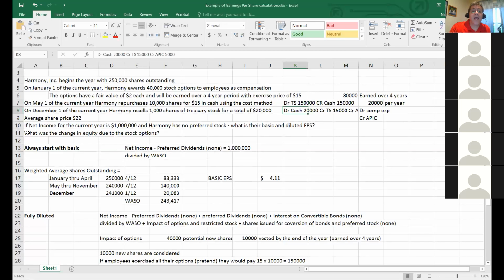Okay. And what was the change in equity due to the stock options? Well, we've already done that. We've already calculated that it would be $20,000 for the first year. Okay. To get the $15,000 that you paid for those treasury stocks, did you just figure that the 1,000 they sold was of the 10,000 they purchased on May 1st? Yes. Okay. Because we made the assumption that this is the only treasury stock they have.